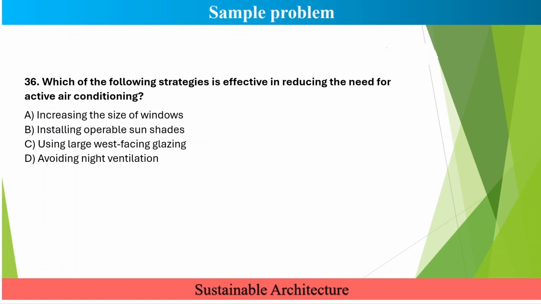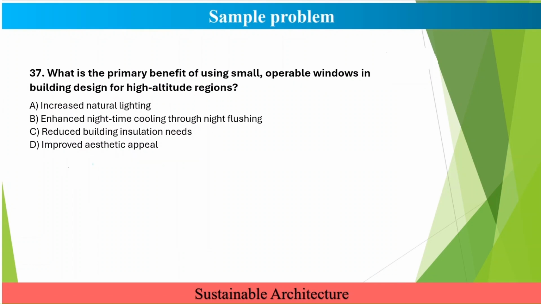Air conditioning mainly refers to the fact that you want to cool your building. So whenever you want to do air conditioning or cool your building, the suitable option will be operable sunshades, so that you will be cutting off the excess sunlight. Is that clear? Yes, sir. Okay, let's move to question 37.